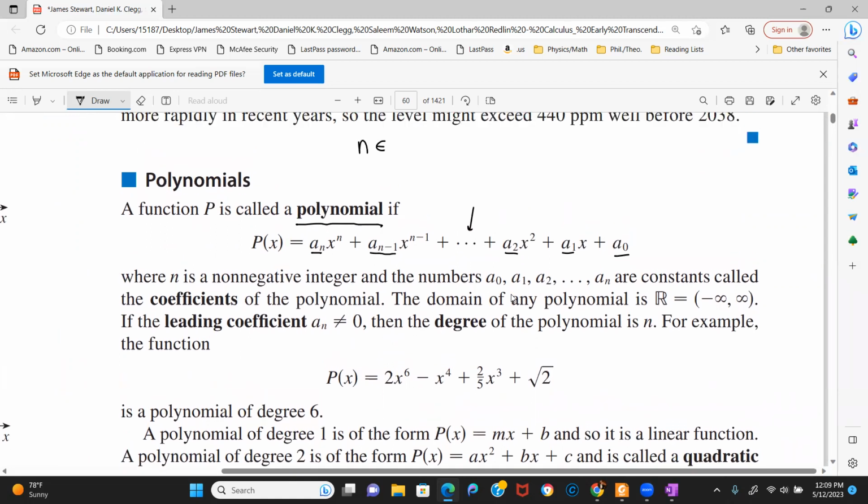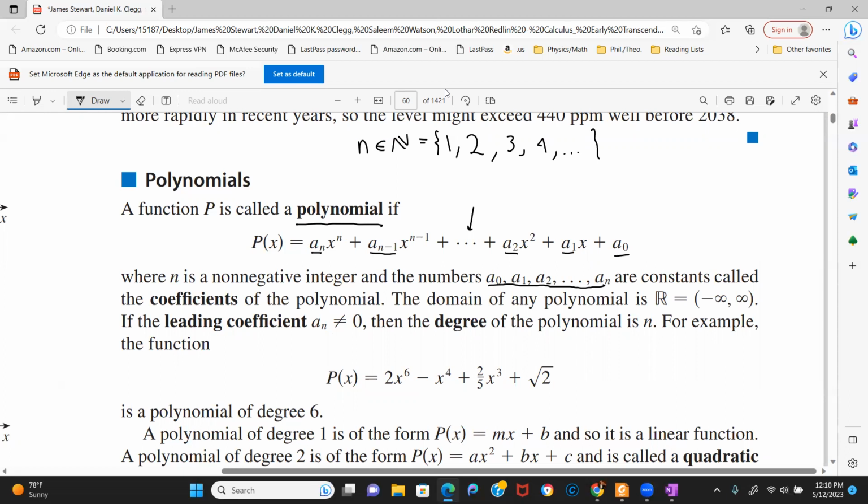So n is in the set of natural numbers, and this set consists of the numbers 1, 2, 3, 4, etc., all the way to infinity. Some people include 0, and 0 actually is an important case. n is the leading exponent, and that's a non-negative number. And then a_0, a_1, a_2, up to a_n are constants. These are the coefficients in the polynomial.